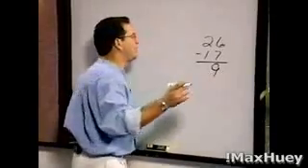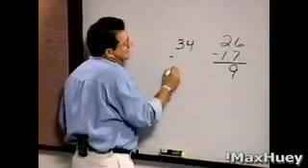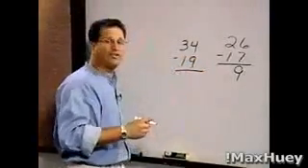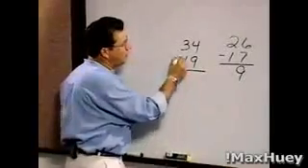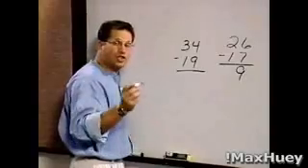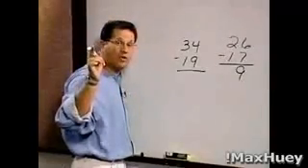Let me go through another one and try it again. How about 34 minus, oh, I want to make it tough, 19. Okay, just to show you how this works, 30 minus 10 is how much? You should get 20. Now, so we've got a 20. We've got to keep that in our head, the running total, base number.